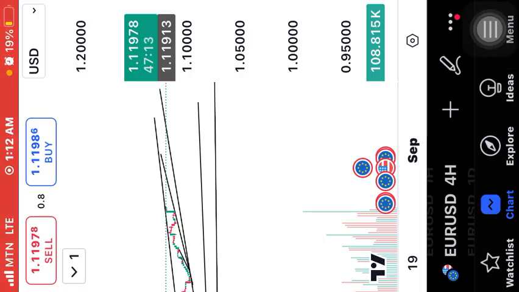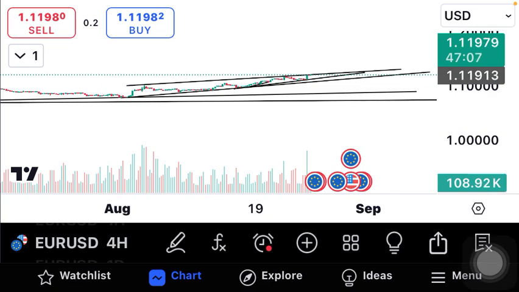So, guys, you are welcome again to episode one of the trading of the free 6K account. So this is episode one. We are on the chart right now. I'm on the chart right now.